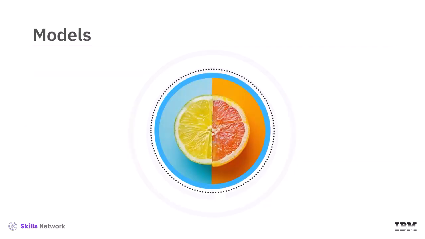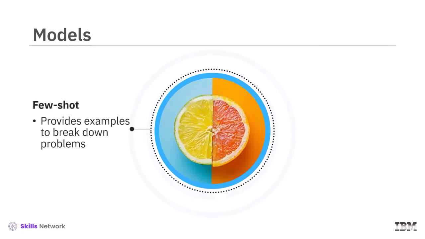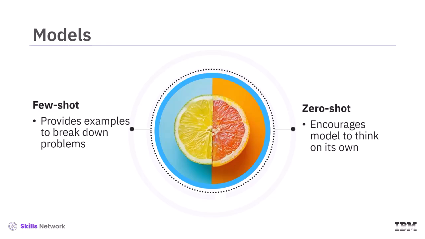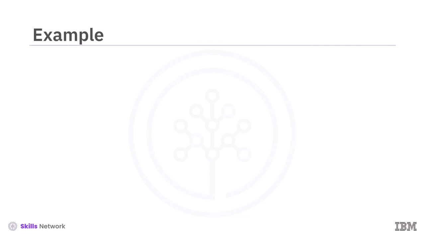The two most common models in chain of thought modeling are few-shot chain of thought and zero-shot chain of thought. Few-shot chain of thought gives examples to show how to break down a problem, while zero-shot chain of thought encourages the model to think through the steps independently. Let's consider an example to illustrate both methods. We'll start with the few-shot method.